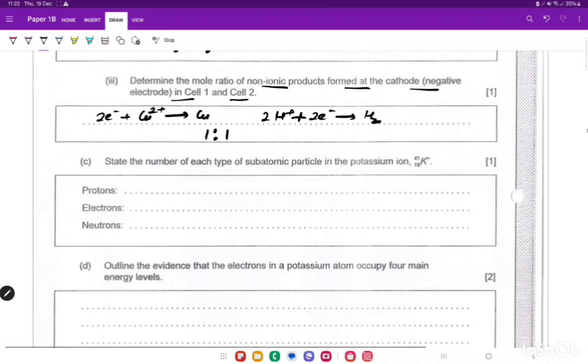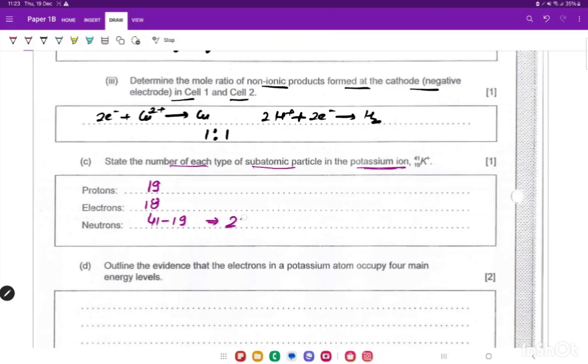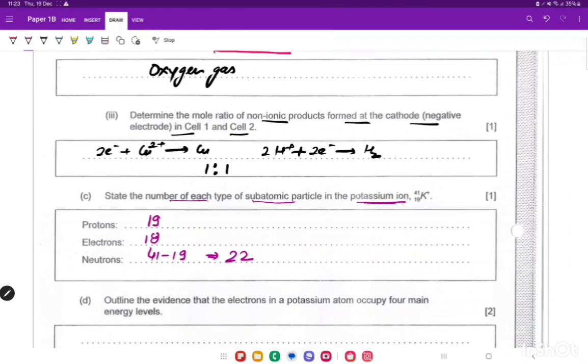State the number of each type of subatomic particle in the potassium-41 ion, 19, with a plus charge, that is, it has lost 1 electron. Protons are 19 because the atomic number is 19. Electrons are 18 because it has lost 1 electron, and neutrons are 41 minus 19, which equals 22. So these are the numbers of electrons, protons and neutrons in the potassium ion K+.